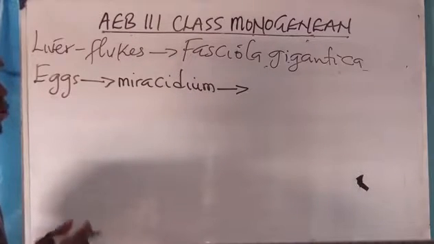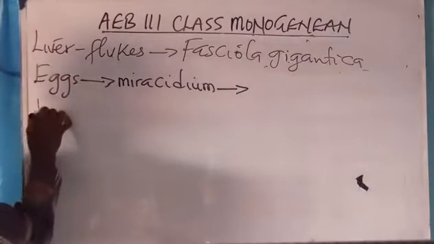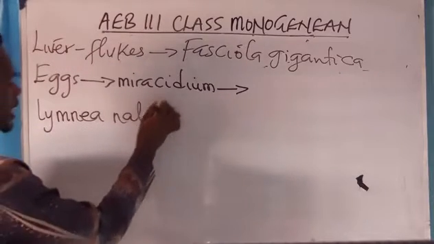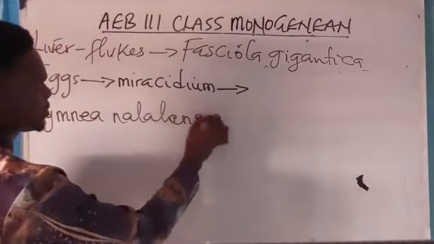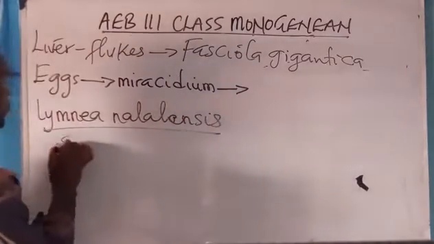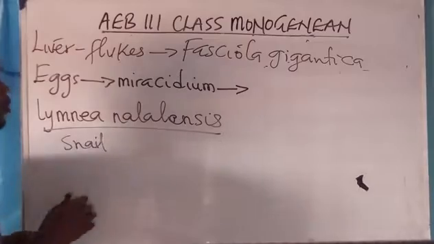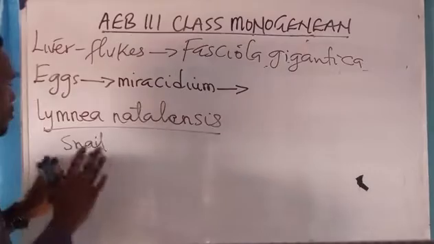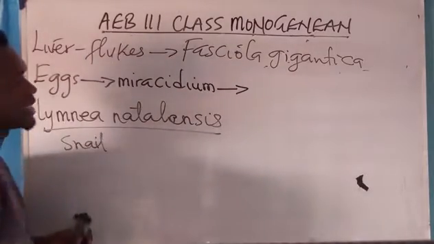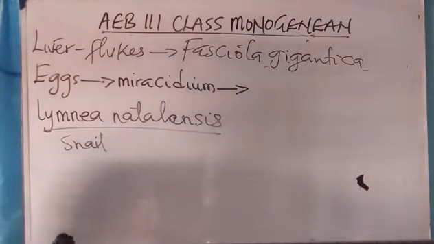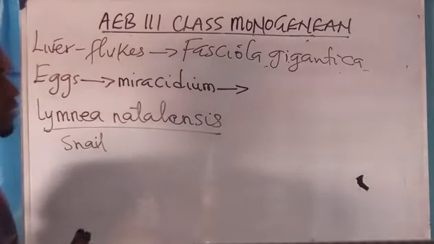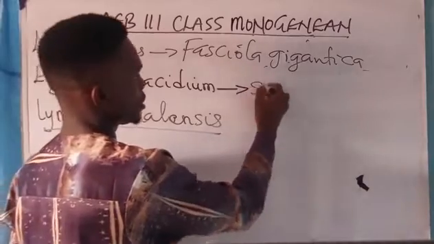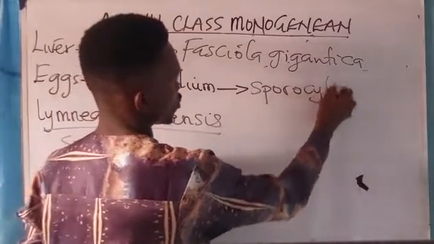And the host, the primary host in this case, is what? Limnaea natalensis. Please take notes. A type of snail. The primary host of Fasciola gigantica is a type of snail called Limnaea natalensis. Take note of that. As soon as the Miracidium larva locates the host, it develops into what is called the sporocyst.